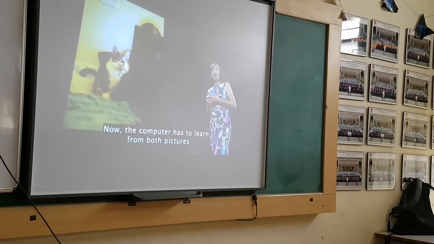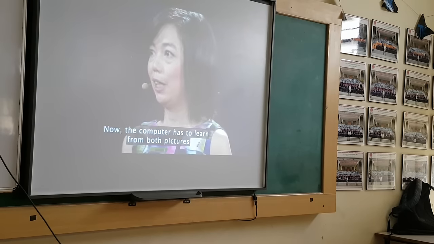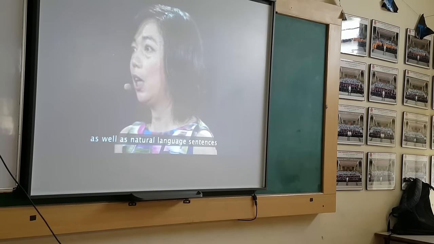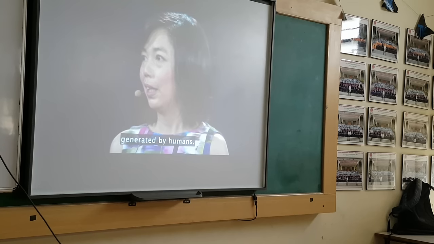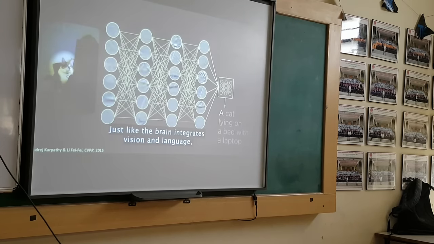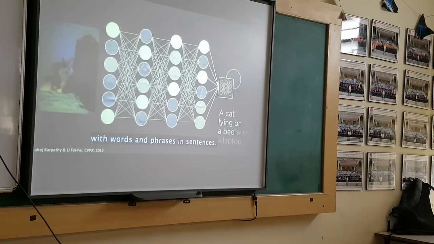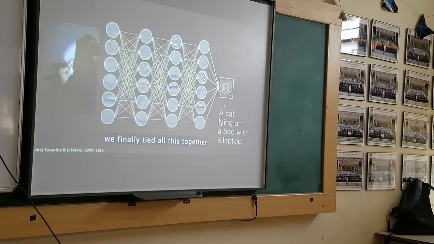Now, the computer has to learn from both pictures as well as natural language sentences generated by humans. Just like the brain integrates vision and language, we developed a model that connects parts of visual scenes, like visual snippets, with words and phrases in sentences. About 4 months ago, we finally tied all this together and produced one of the first computer vision models that is capable of generating a human-like sentence when it sees a picture for the first time.